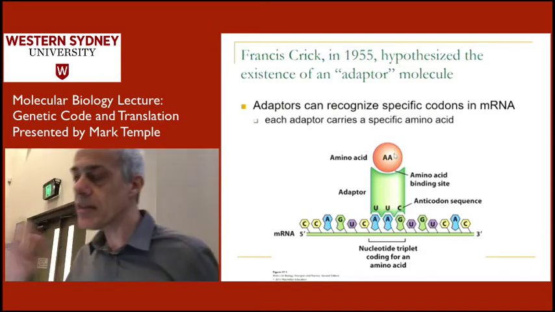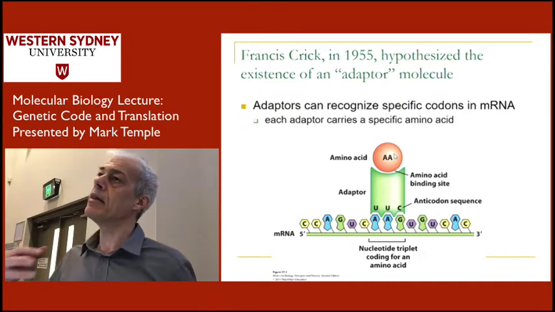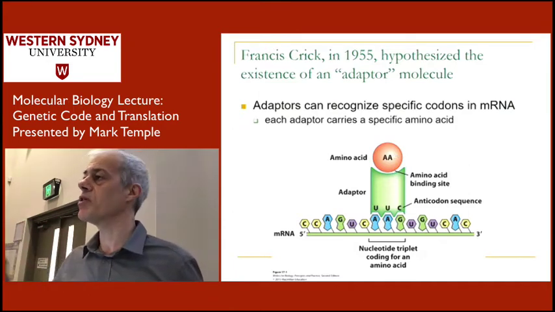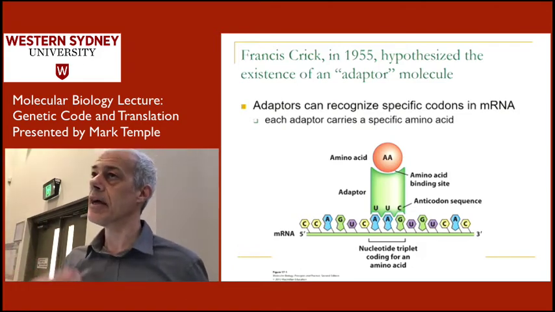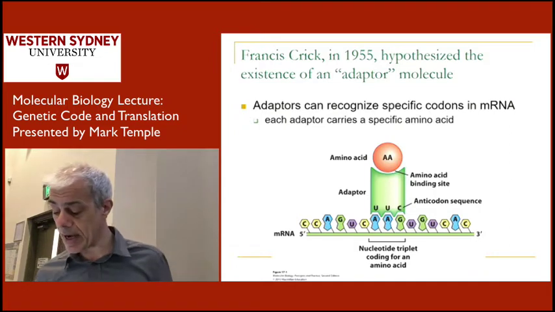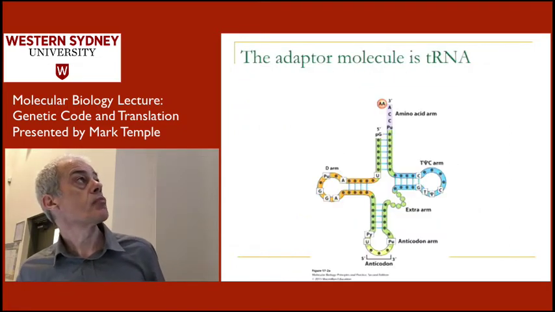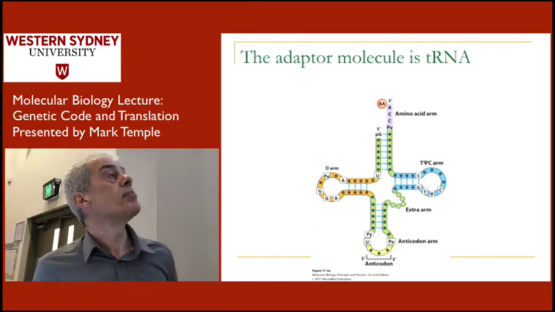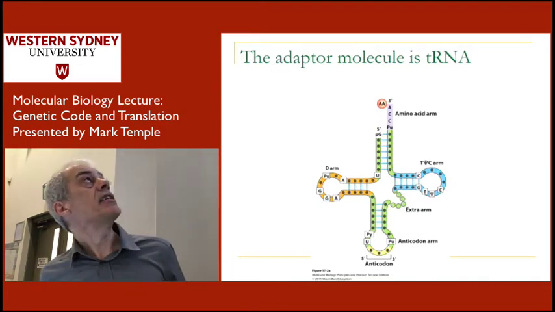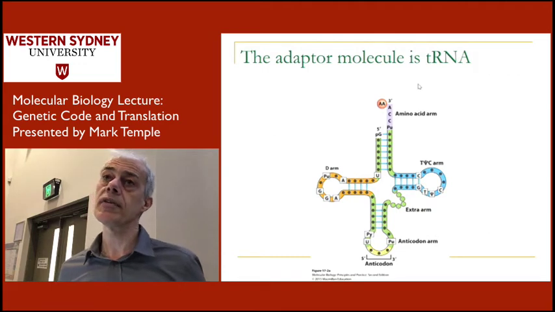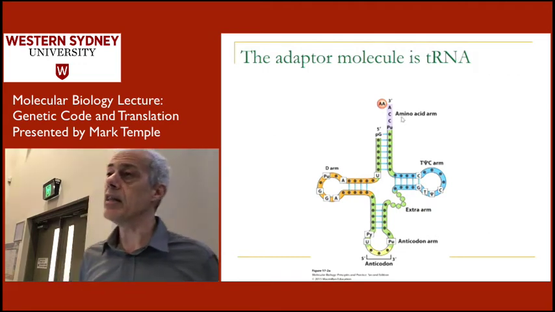Okay? So that's the groundwork and the thinking of where people were at in the mid-50s before they actually did the experiments to work out what was going on. This is the strong hypothesis, this is the smart thinking, which then allowed the experiments to proceed. What they identified was that the adaptor molecule is an RNA molecule. Now, we've talked about different types of RNA molecules in the previous lectures.